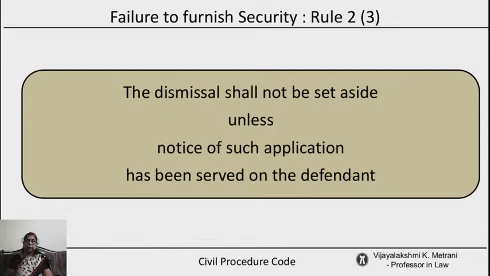So, this dismissal shall not be set aside unless notice of such application has been served on the defendant. Once he files an application to set aside the dismissal of the suit, the notice will be served on the defendant, because the suit is dismissed. The defendant does not know, he needs to know that an application has been filed. So, the defendant could file an objection to that application if he wishes. When the notice of that application has been served on the defendant, and the defendant appears before the court, then the court will look into both the plaintiff's and defendant's say, and the court will decide the matter, and the case will be restored.